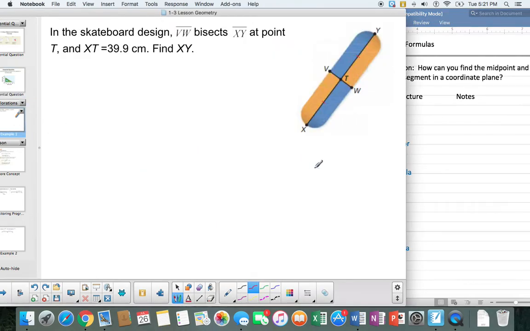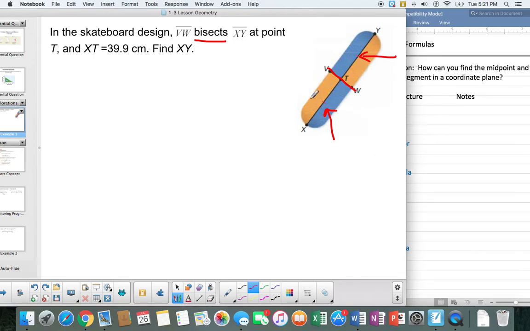In a skateboard, segment VW bisects segment XY. So this is segment VW. It's actually doing the bisecting, which means to cut into two equal pieces. And we can see that the pieces are equal because there's a tick mark here and a tick mark here, meaning that they're the same size.